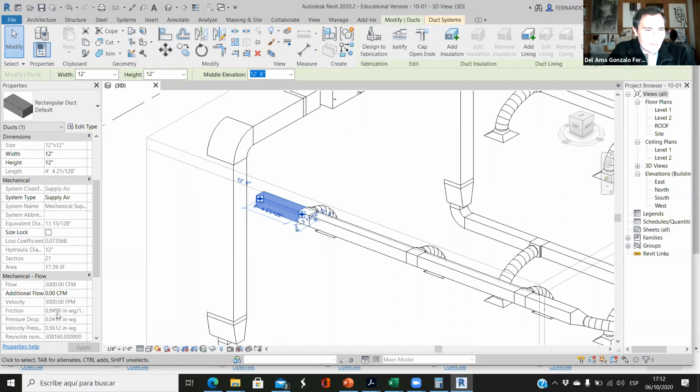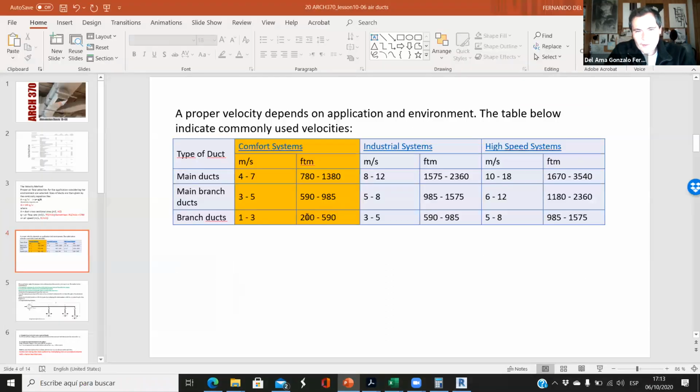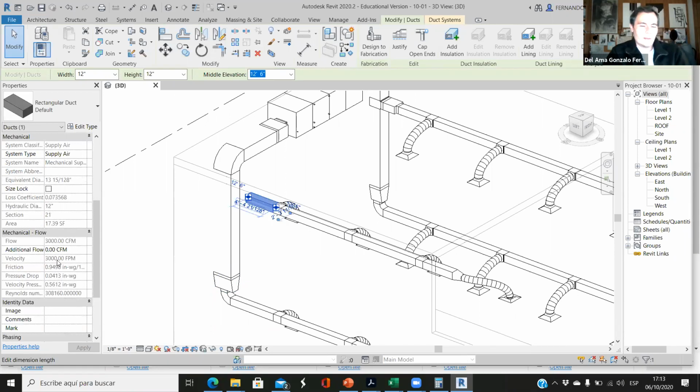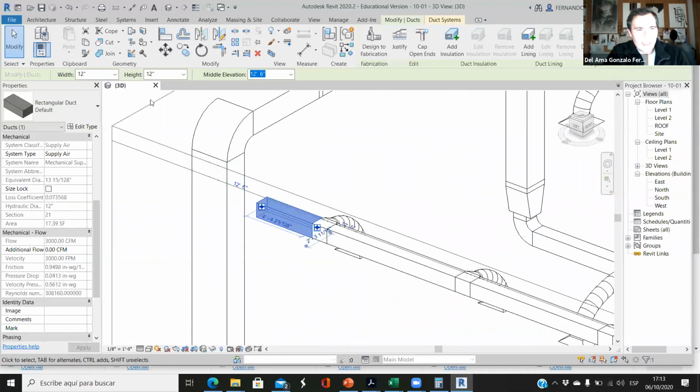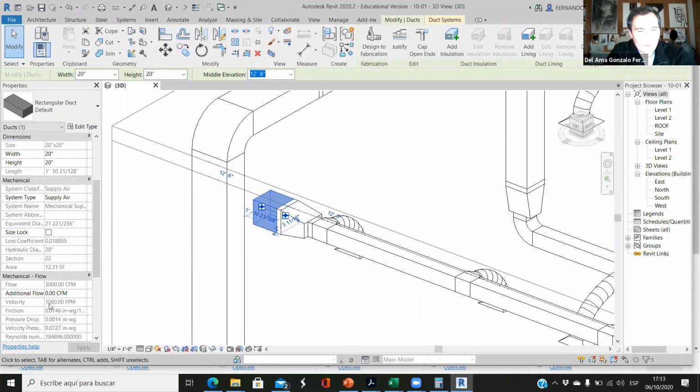What about this, by the way? So this is a branch duct. So the speed here should be below 600. And what is the speed here? It's 3,000. Wow, it's too much. Okay, so now I have to connect this to this. This is 33 times 20. What if I make this 20 by 20? What's the speed here? It's 1,000.